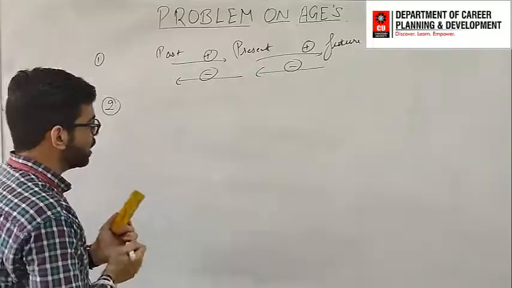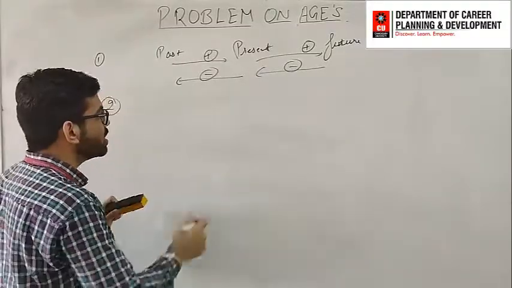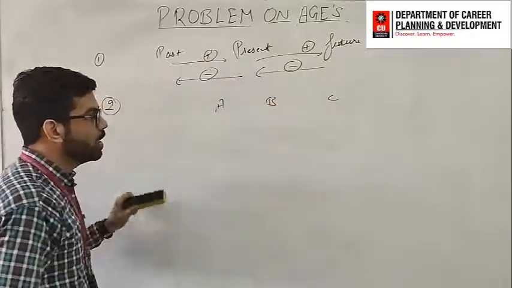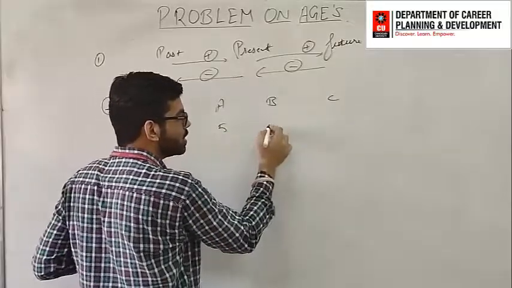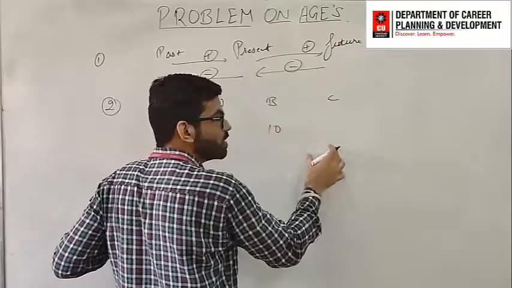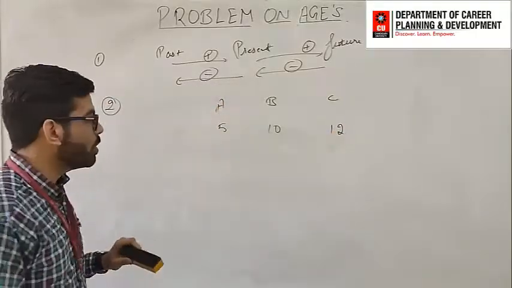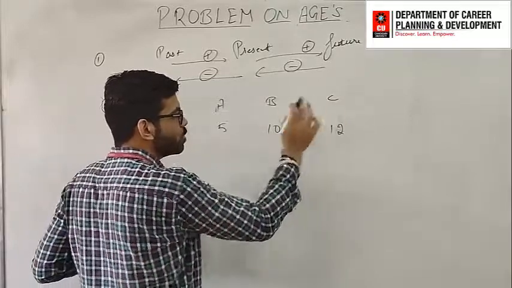Let's take an example: the difference between two persons' ages is always the same. Let's see a simple example with person A, person B and person C. Just suppose the present age of person A is 5 years, person B is 10 years, and person C is 12 years. The difference between the first two ages is 5, and between the first two ages is 5.